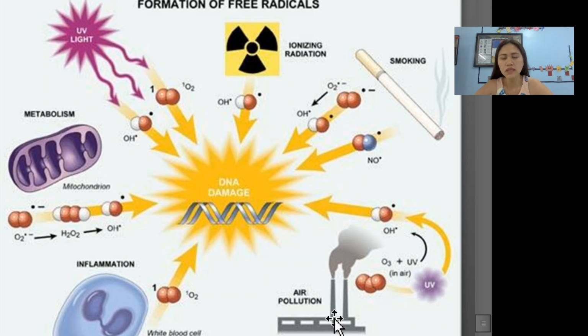So in this picture we have these free radicals. These are actually the factors that oxidize our compounds. We have UV light, ionizing radiation, smoking, air pollution, inflammation, and metabolism. So these actually destroy our DNA and the cells, and one of them is your RBC. These are called free radicals.